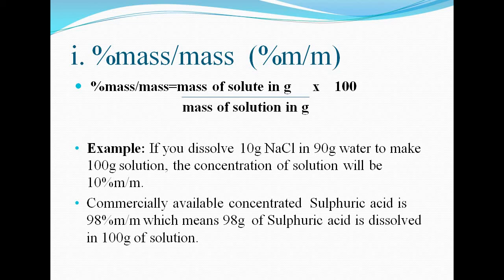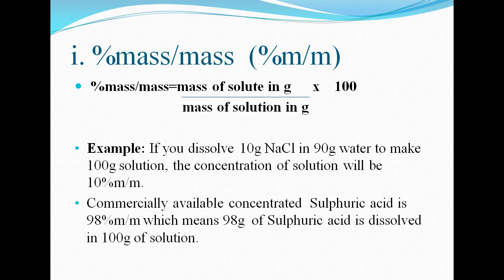So percentage mass by mass is equal to mass of solute in gram divided by mass of solution in gram, into 100. In the numerator it is solute and in the denominator it is always solution. Don't write solvent here. In all four categories, the numerator is always solute and the denominator is always solution. So what is an example of this type?